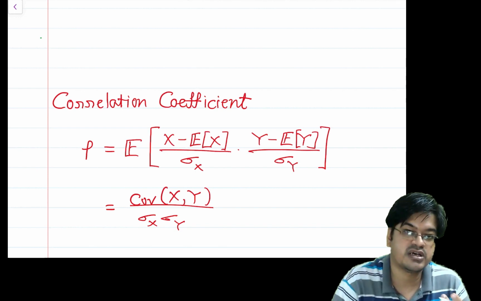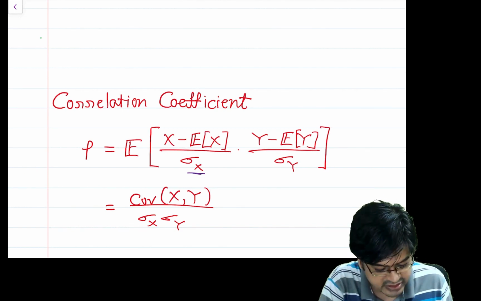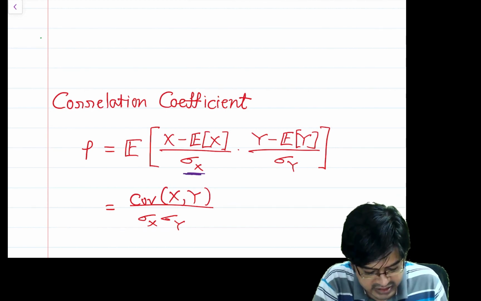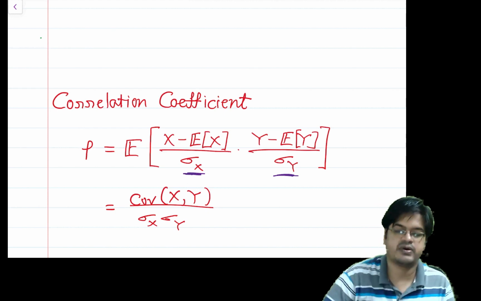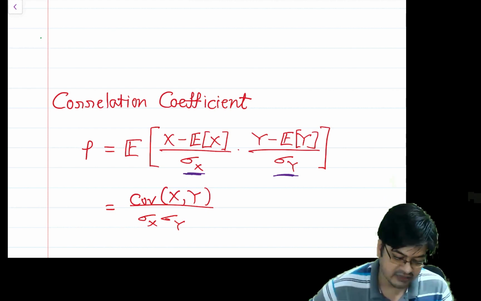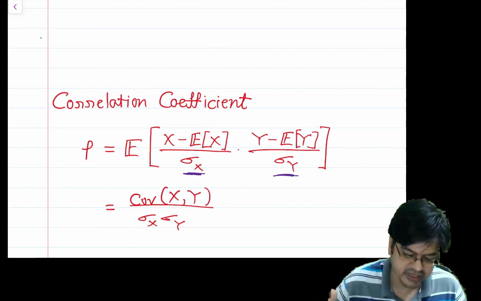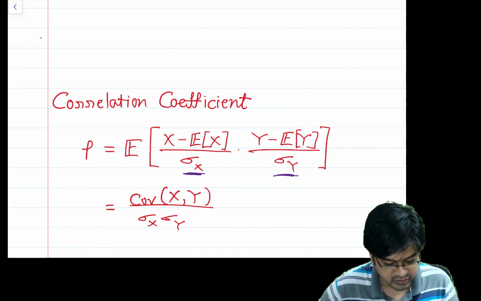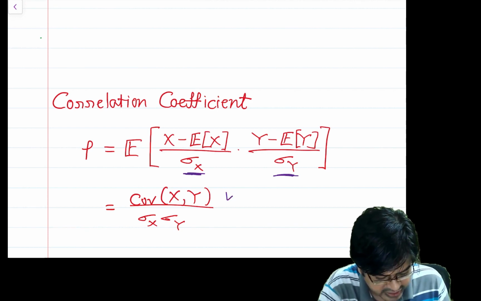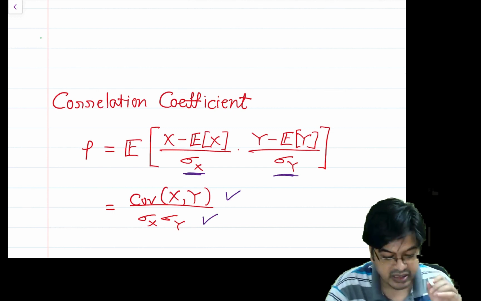As we have seen for normal distribution, the scaling can work here. Therefore, what we did is x minus expected value of x is scaled by sigma x, and y minus expected value of y is scaled by sigma y. In that case we are eliminating the problem of variance because we are scaling it. So now because we have scaled this, the formula eventually becomes covariance of xy upon sigma x and sigma y.